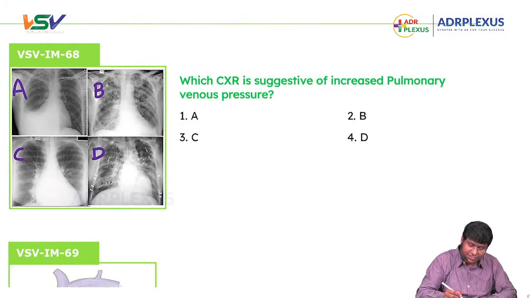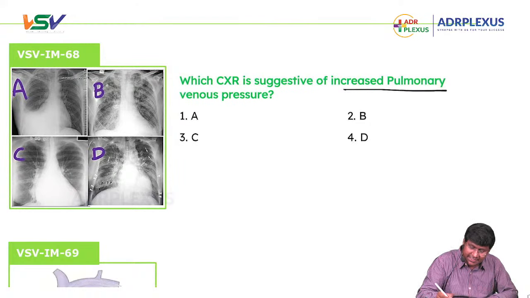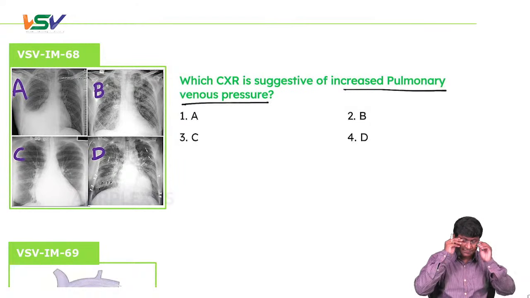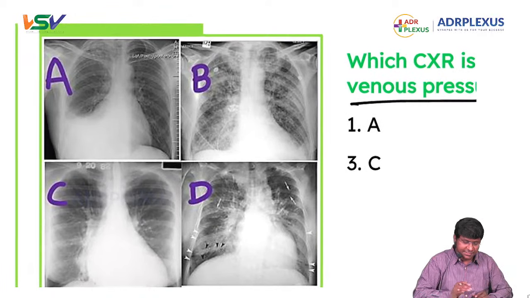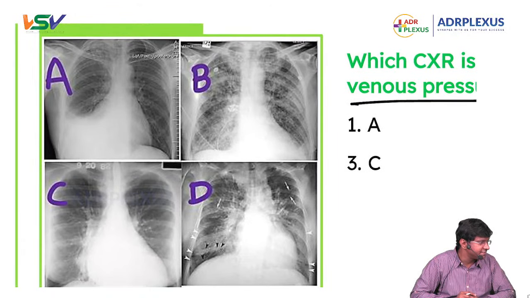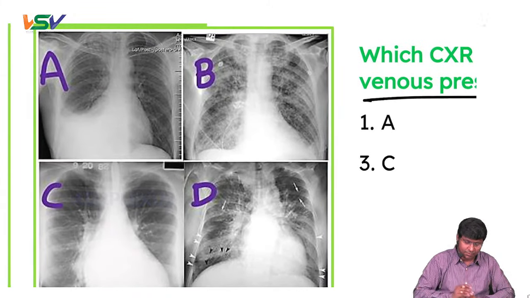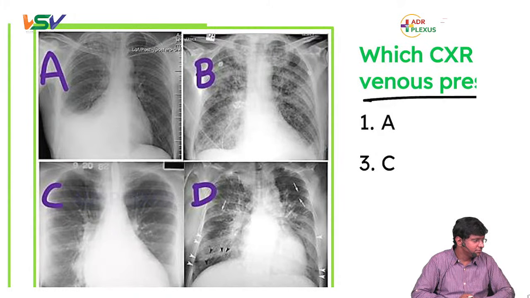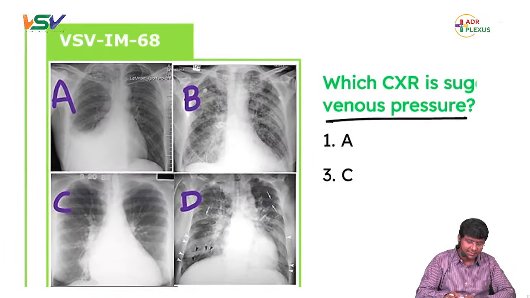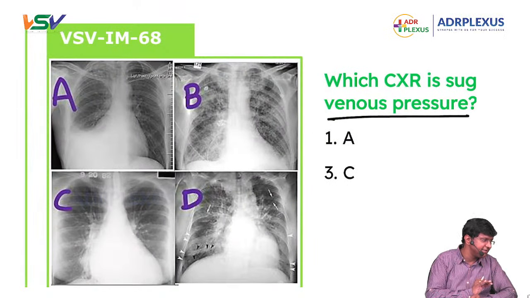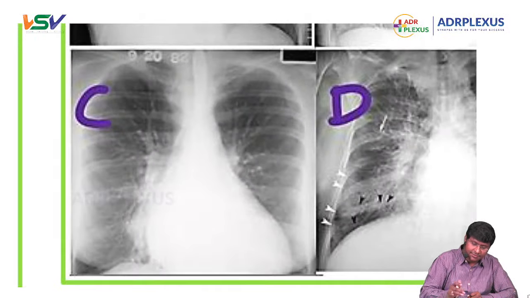Then, okay, which chest X-ray is suggestive of increased pulmonary venous pressure? Yes. No, D is your interstitial edema. Actually, all these are chest X-ray findings because of increased pulmonary venous pressure, but pulmonary venous pressure alone is elevated in X-ray C.